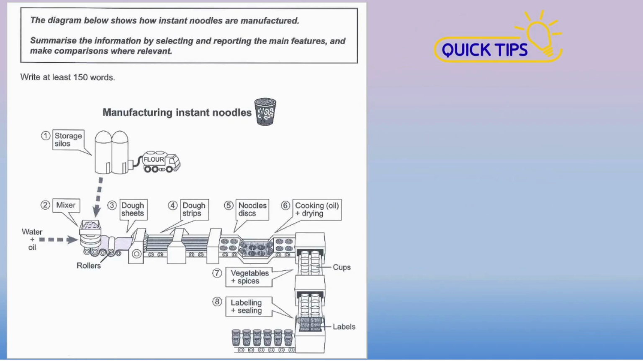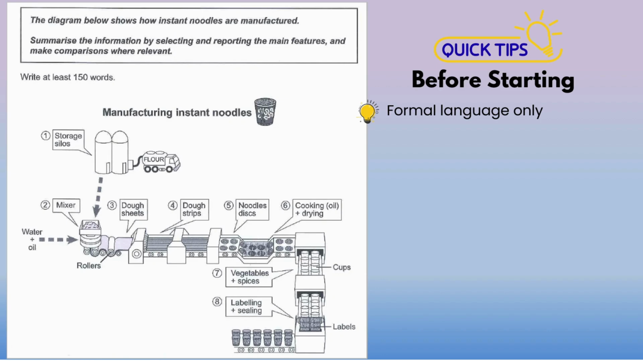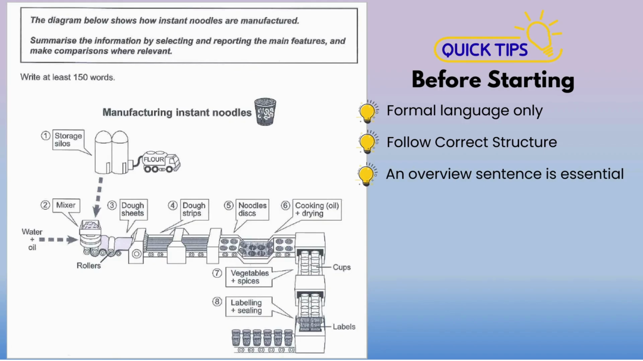Some quick tips that you need to note before starting writing: please use formal language only, no informal language. You have to follow the correct structure to obtain maximum band. An overview sentence is essential. You cannot skip writing an overview and focus on the main stages. You cannot skip any stage.